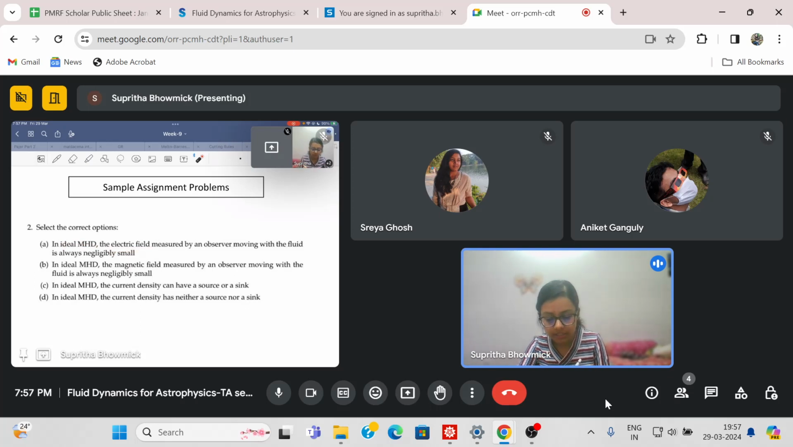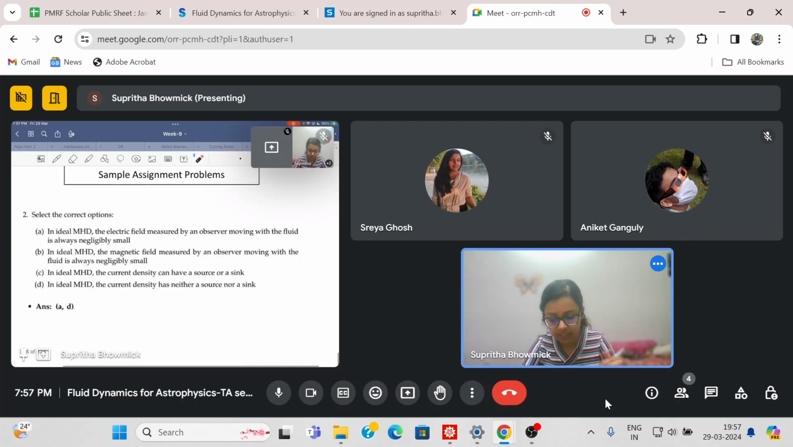Okay. Option C, in ideal MHD, the current density can have a source or sink. Option D, in ideal MHD, it can neither have a source nor a sink. Option D, absolutely. We just saw. Good. Very good. The correct options are A and D.